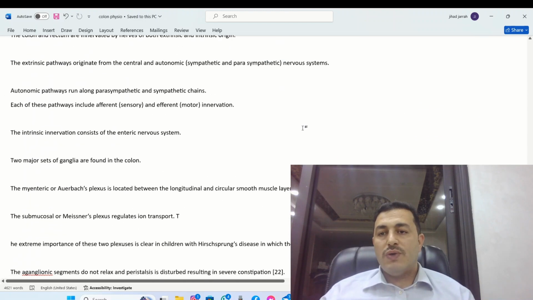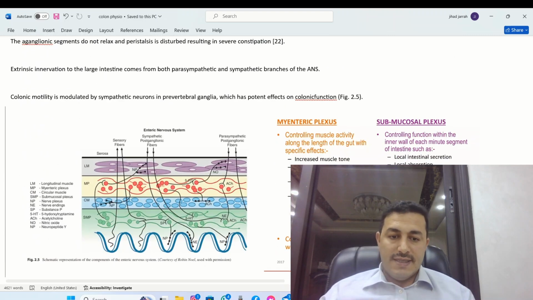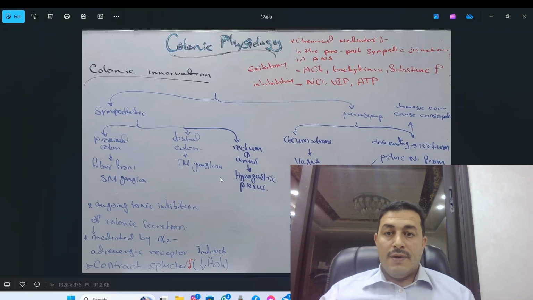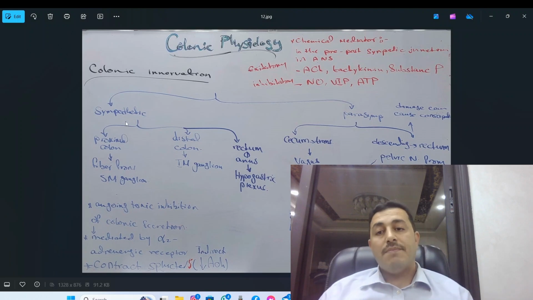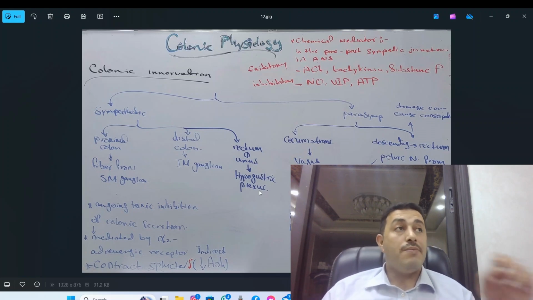What else do we want to add about the innervation of the colon? Let's see, and not to forget anything. This is the colonic innervation. We said sympathetic, parasympathetic, and enteric. Sympathetic to the proximal colon is from the superior mesenteric ganglia, and to the distal colon from the inferior mesenteric ganglia. If we are talking about the rectum and anus, this is the hypogastric plexus.